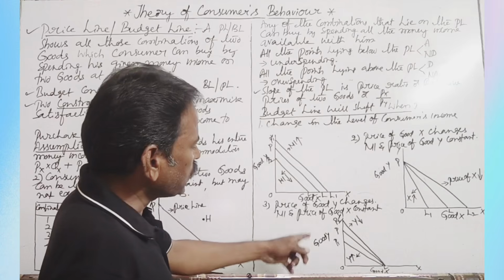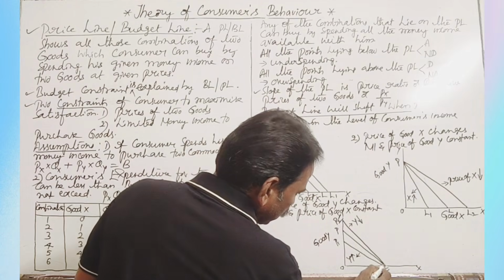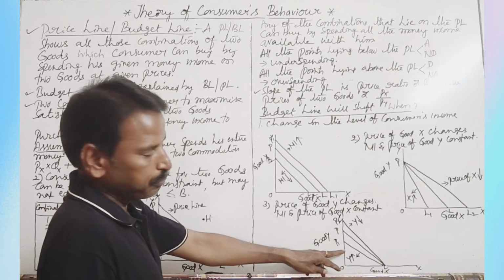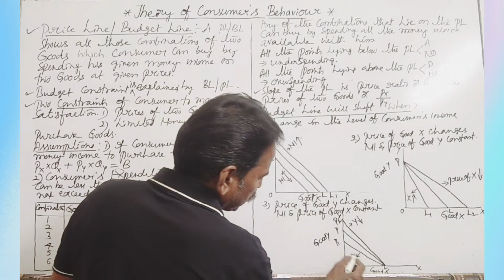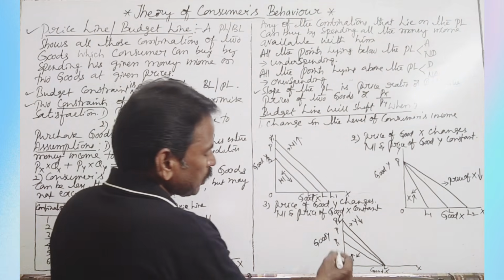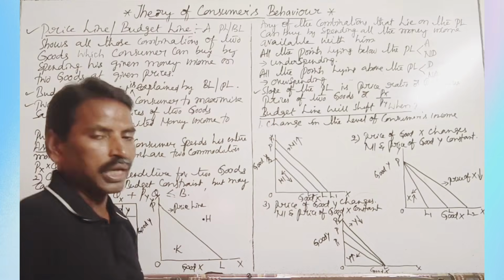Here price of good Y changes. PL is the original price line. Price of Y increases, P1L is the new budget line. Price of Y decreases, P2L is the new budget line.